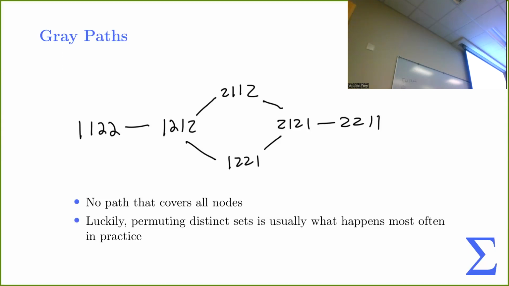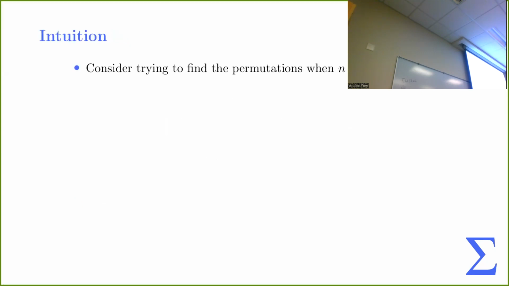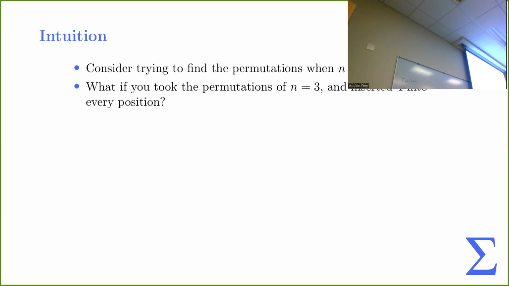Luckily, in practice, distinct sets are usually the more interesting case to work with, so we don't have to worry about this case that much, but it is interesting to talk about. The intuition of algorithm P is going through what happens when you want to generate the permutations of n elements. Say you take one element out and consider the permutations of n-1 elements. Then you are given this sequence: 1, 2, 3; 1, 3, 2; 3, 1, 2; 3, 2, 1; 2, 3, 1; 2, 1, 3. We want to insert 4 into every position, and that's every permutation of 1, 2, 3, 4.